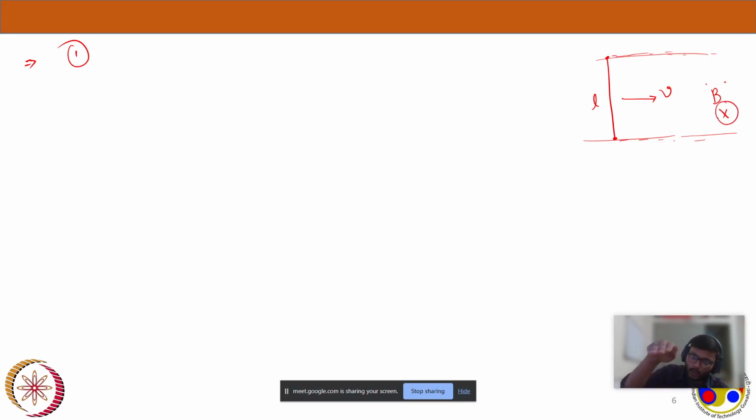Cross means into. So if you want to imagine this particular figure which we wrote, let's say here there is a pole, and here there is a pole, north pole and south pole. In between I have placed the conductor like this. This is the conductor of length L, and I am moving the conductor in this direction with a velocity v.